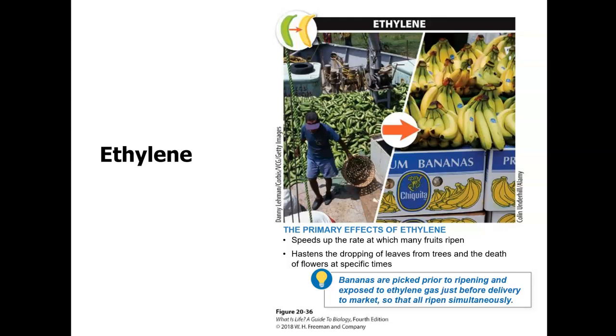So lots of times they'll pick the fruit before it's ripe, and then as it's going to market or going to the store, they will spray it with these hormones and cause it to start to ripen. That way it'll be nice and fresh when it arrives at the store, and people will want to buy it because it is ripe.